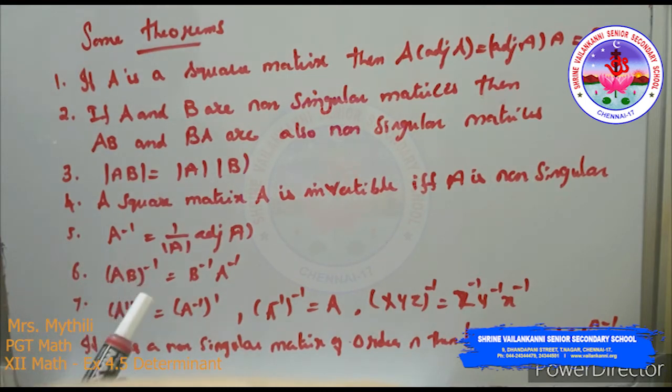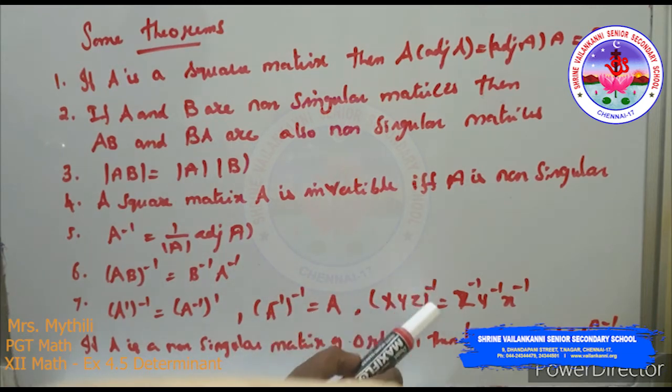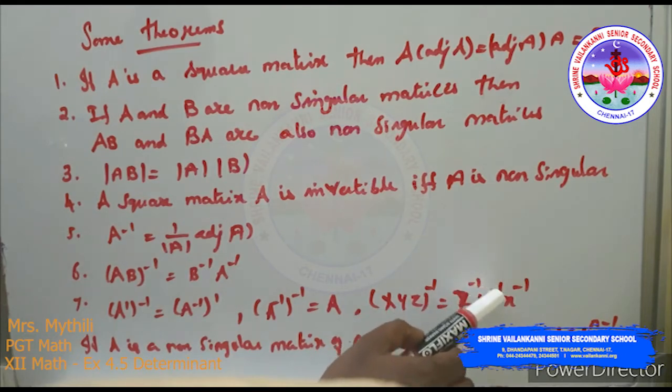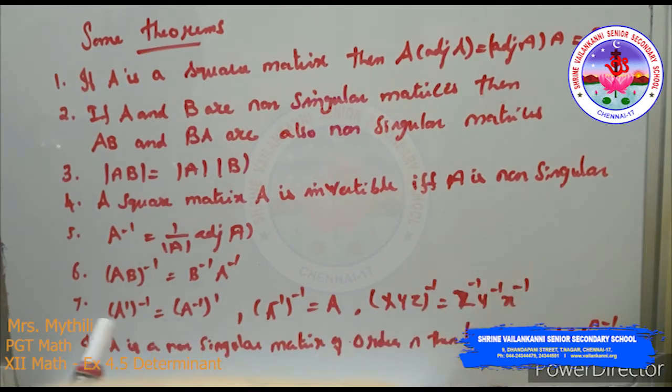AB whole inverse is equal to B inverse A inverse. A dash whole inverse is equal to A inverse whole dash. A inverse whole inverse is equal to A. XYZ whole inverse can be written as Z inverse, Y inverse, X inverse. If A is a non-singular matrix of order n, then determinant of adjoint of A is equal to determinant of A whole power n minus 1.